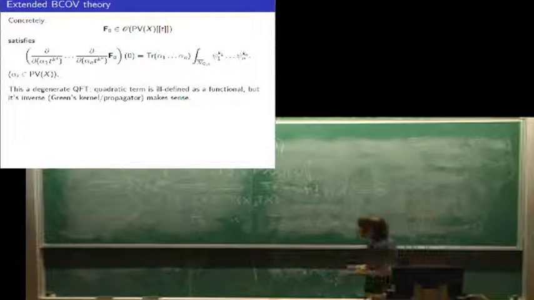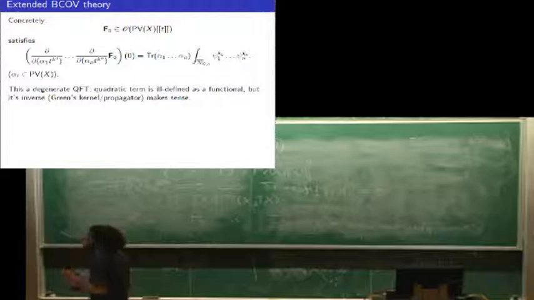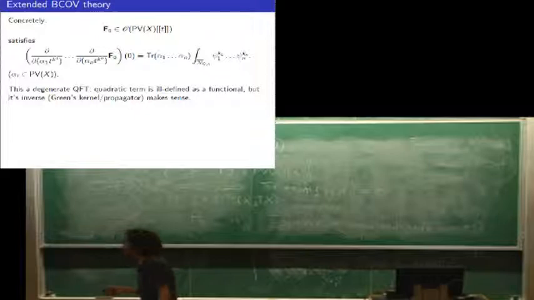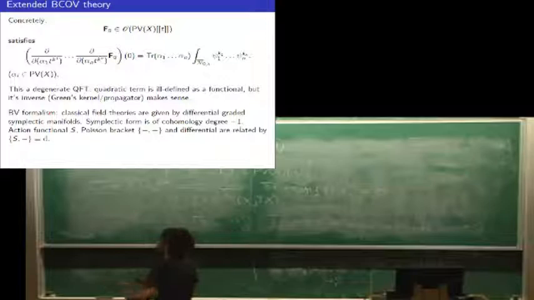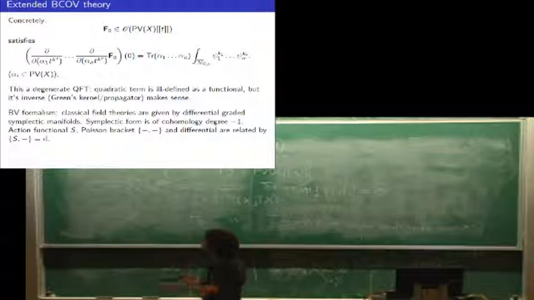So it seems a bit strange to try and consider quantum field theory where the action functional doesn't have a quadratic part. But that's OK. I mean, this is a very weird quantum field theory. And in fact, a similar problem appeared in the original paper. So it turns out that you can make perfect sense of the action functional. You can make perfect sense of this quantum field theory. You can try to quantize it. But it's just some degenerate kind of field theory.